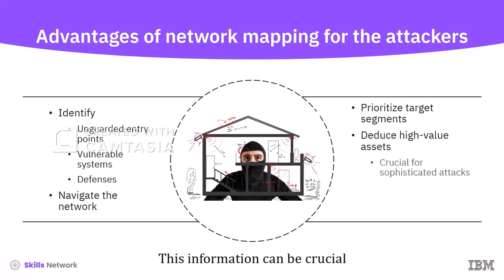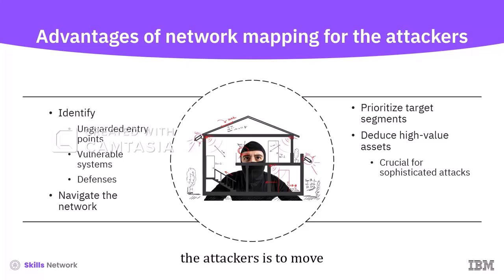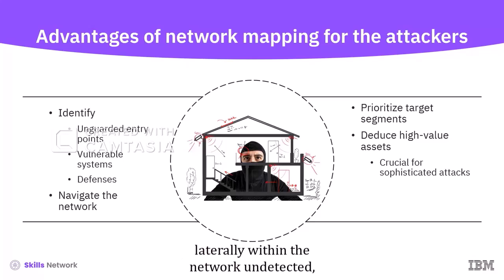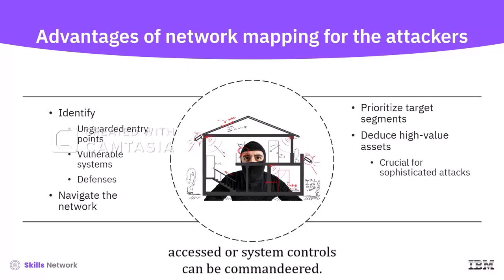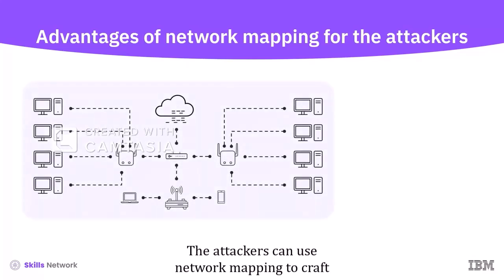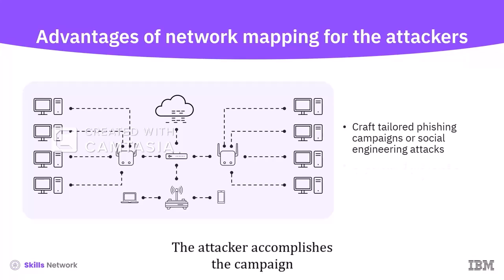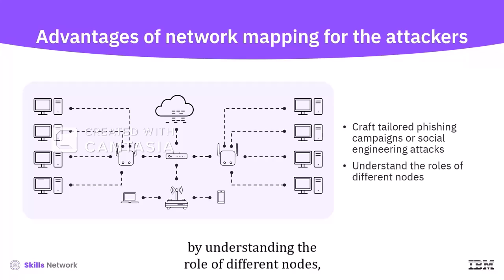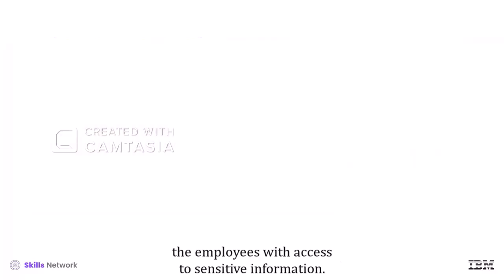This information can be crucial for sophisticated attacks, such as advanced persistent threats, APTs. With APT, the goal of the attackers is to move laterally within the network undetected, escalating privileges until critical data can be accessed or system controls can be commandeered. The attackers can use network mapping to craft tailored phishing campaigns or social engineering attacks. The attacker accomplishes the campaign by understanding the role of different nodes, such as workstations used by the employees with access to sensitive information.